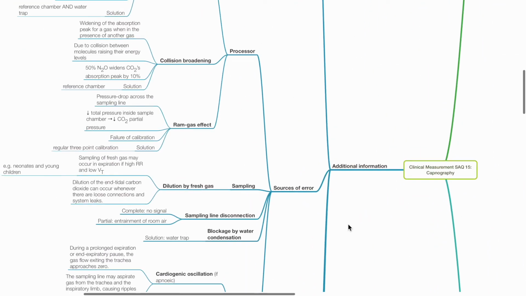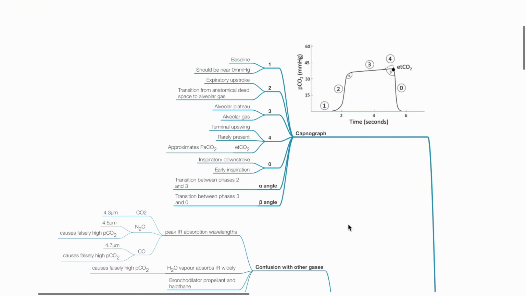Additional information. Phases of the capnograph. Phase 1 baseline should be near 0 mmHg. Phase 2 expiratory upstroke represents the transition from anatomical dead space to alveolar gas. Phase 3 is alveolar plateau and represents alveolar gas exhalation. Phase 4 terminal upswing is rarely present.